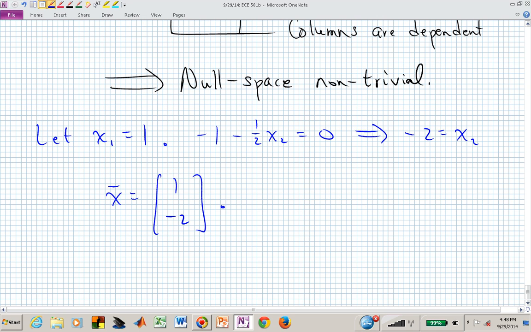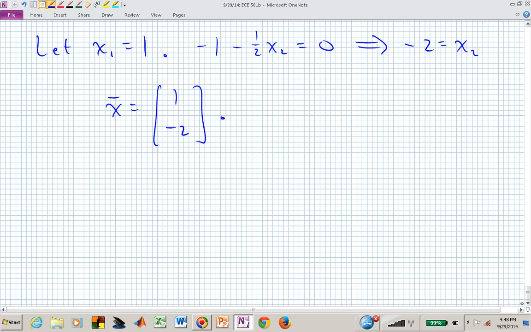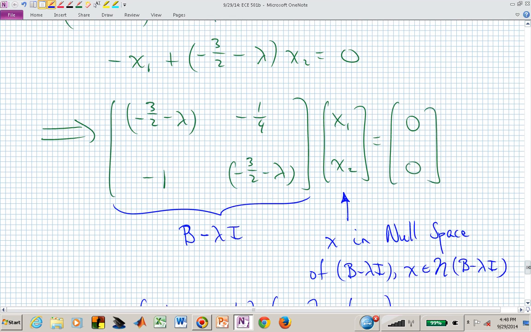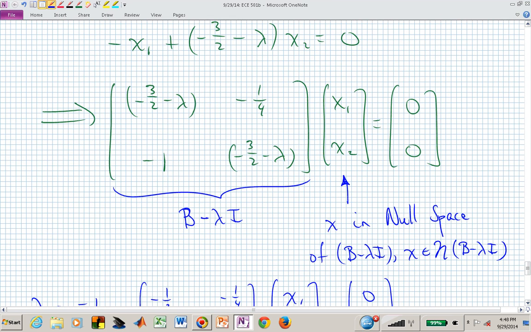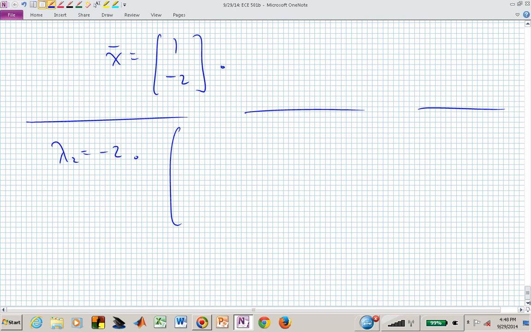What if we look for the eigenvector associated with the second eigenvalue, which was now lambda sub 2 equal to minus 2? We now take and plug in minus 2 everywhere for lambda, and we're going to end up in the top having 1/2, in the bottom the same 1/2, and the off diagonals aren't changing.